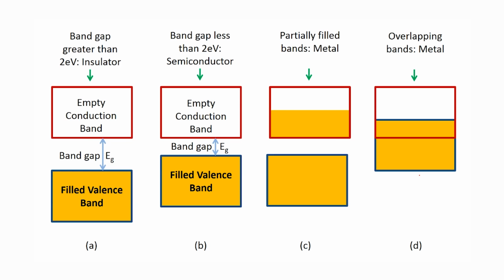We have insulators, we have semiconductors, and we have metals. So, at least from the perspective of electrical properties, these are the three broad classes of materials that we are familiar with: insulators, semiconductors, and metals.